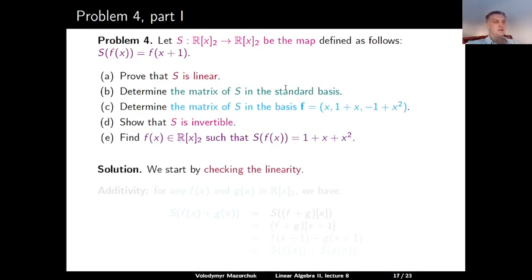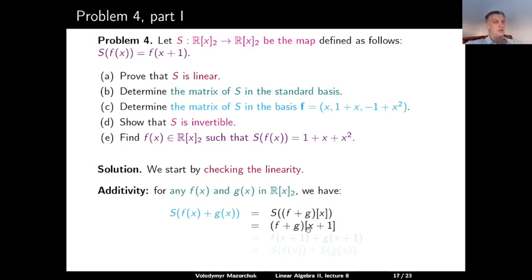Solution. Let us start by checking the linearity. For any two polynomials f and g in R_2[x], if we apply S to f(x) plus g(x), then by the definition of the sum of two polynomials, this is applying S to the polynomial f plus g evaluated at x. If we apply S to any polynomial, we take that polynomial and evaluate it at x plus 1. So we get f plus g evaluated at x plus 1. But then by the definition of the sum of two polynomials, this is equal to f(x+1) plus g(x+1).